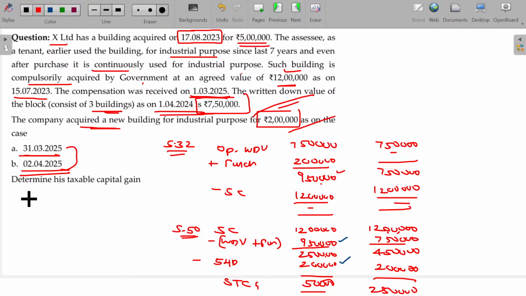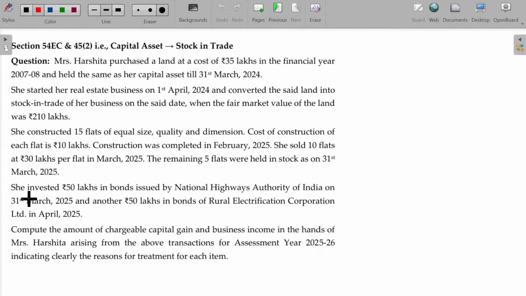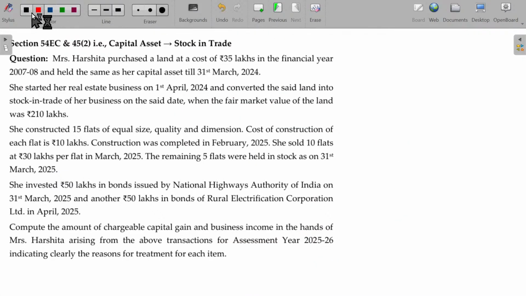Now let's move on to the last illustration. Section 54EC, section 45 class 2. Investments in bonds for claiming deduction, and conversion of capital assets into stock in trade. We already studied this, but the uniqueness of this problem is that we are going to include section 54EC.